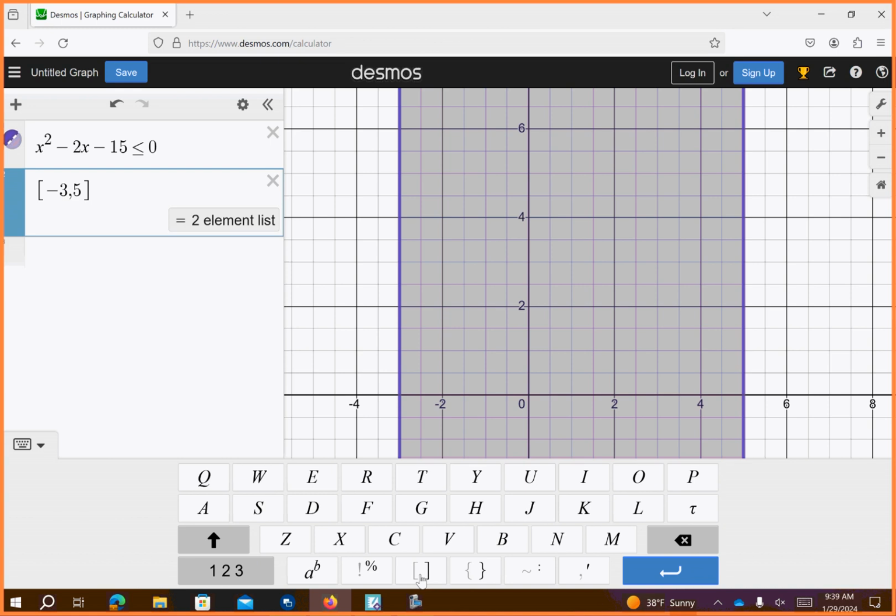Okay, that's my domain. Now, ignore the fact that it says 2-element list, but that's what our domain would be in this case. Why are they square brackets and not rounded? Because it's a solid line. We have an equal sign that's part of the inequality as well. Do you agree with that? Yeah. Okay.